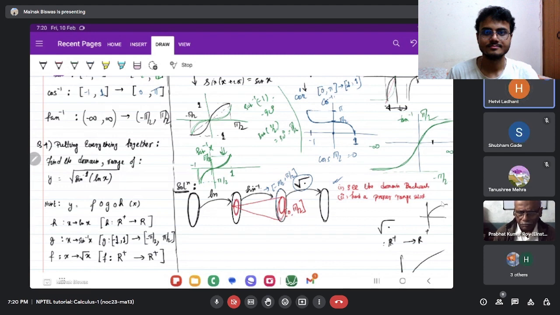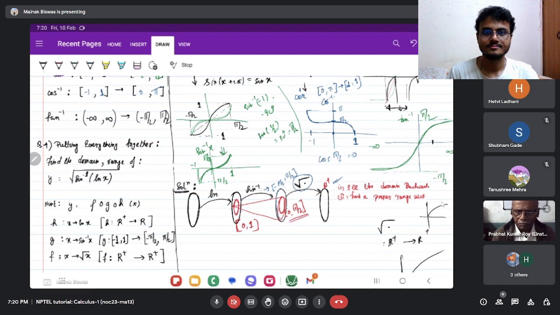0 to 1. Correct. Between 0 and 1. So 0 and 1, this is the way you go backwards. Since this is R plus, I only selected R plus. So now it's between 0 and 1. 0 and 1 of sine inverse will map between 0 to pi by 2.